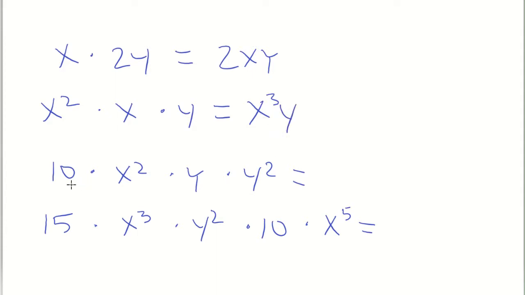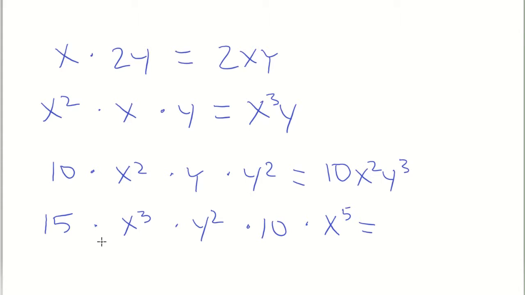This one here, you've got a 10, nothing else, no other numbers, so you put the number first. And then the next, we'll look at the x's. There's an x squared and nothing else, so that's x squared. And then you've got a y and a y squared, so that's y to the third, so 10x squared y to the third.